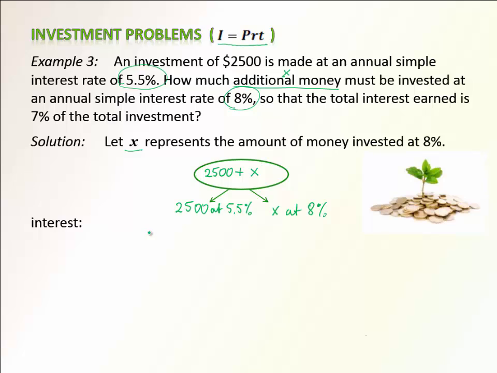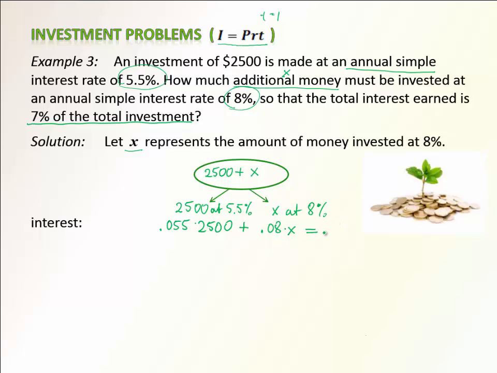So how do we calculate interest? Well, the interest, as the formula says, is the principal times rate times time. We're talking about annual simple interest, so we don't want to worry about time. The time is 1 year. Therefore, we just multiply the principal times rate. Change the rate into a number, so it's 0.055 times 2,500, and then the interest from the second investment is 0.08 times the principal x. We're adding those two interests, and this is supposed to be equal to 7% of the total investment.